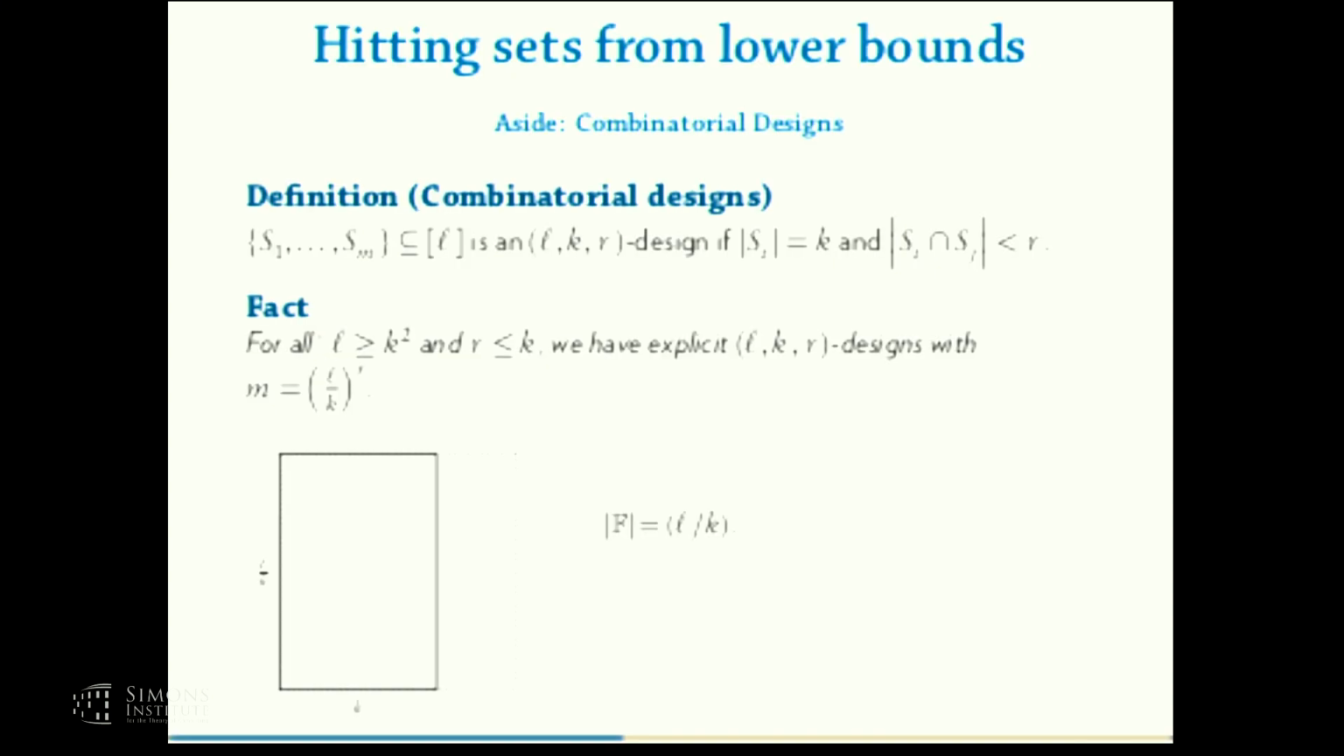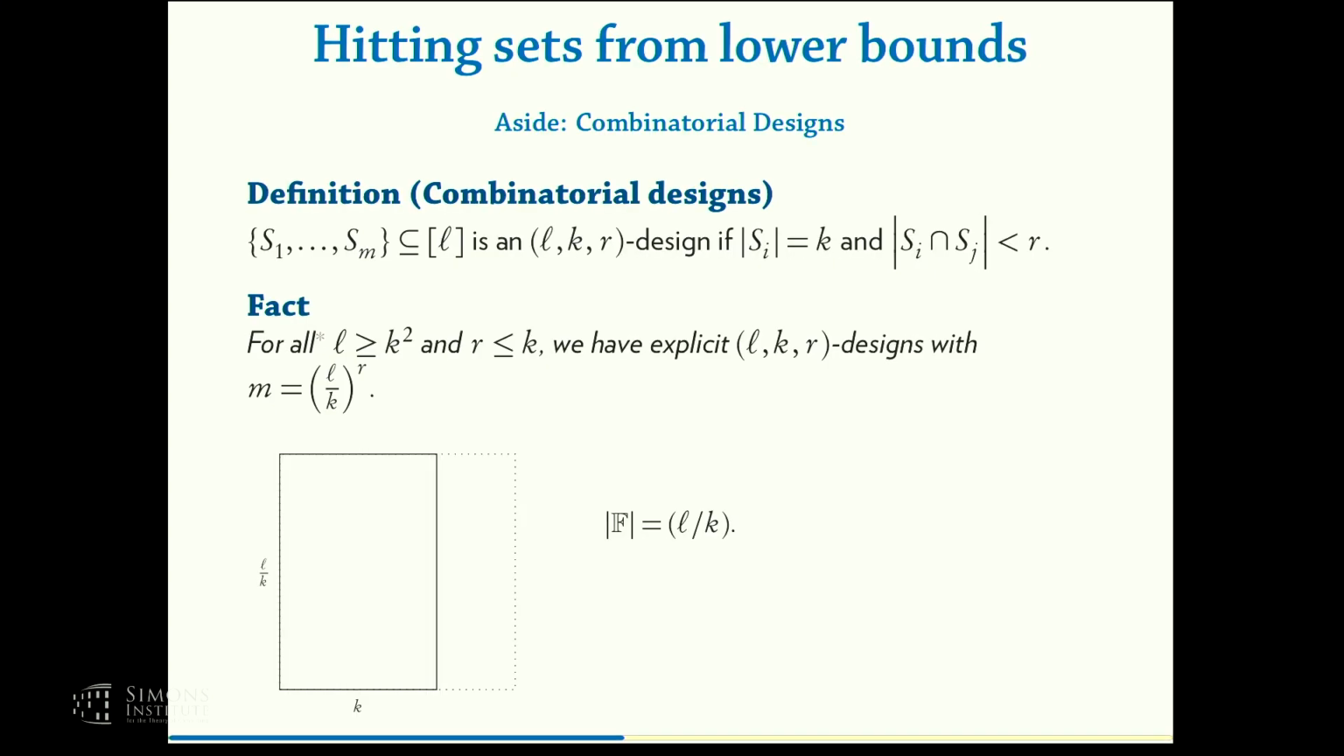It's a very simple construction. We are going to assume that L over K is a prime or a prime power and identify this with a field F. I'm going to look at basically F cross F. That's going to be my universe, but I'll restrict myself to maybe the first K columns, so I have a universe of size L. Every set is going to be defined by a univariate polynomial of degree less than R, and the set is basically just the graph of this polynomial. It's just a collection of points (i, p(i)) where you range i from 1 through K. So clearly each set is of size K.